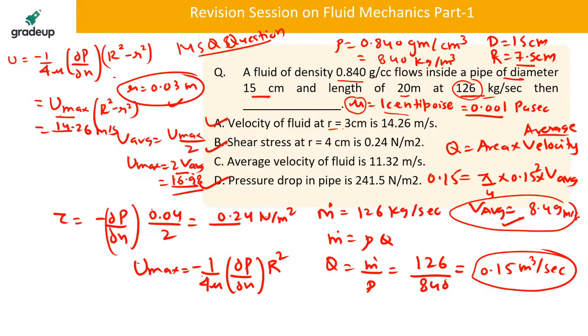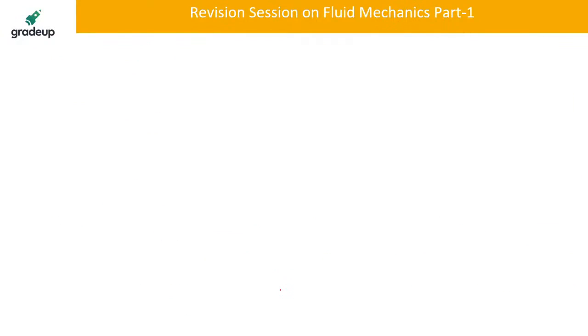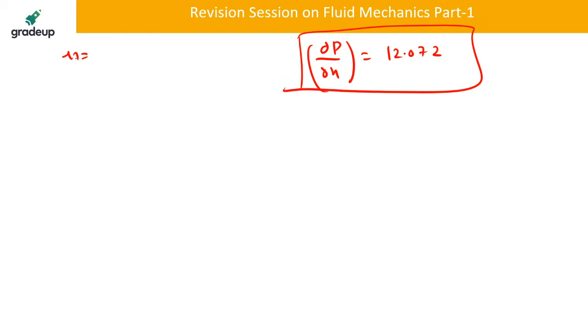If you put the value of viscosity here, you will be getting the answer very easily. Maximum velocity you have found 16.98, viscosity is also given, and R is also given. So you will be getting the pressure gradient dP by dx. You can find the value of dP by dx, that will come out to be 12.072, if you take mu equal to 0.001 Pascal second. Yeah, there was a mistake.